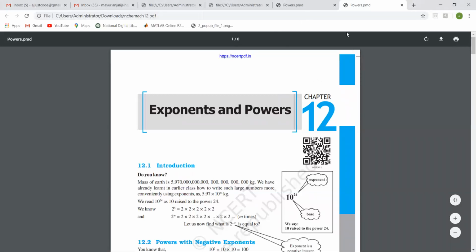So here you came to know that for large numbers and for very small numbers, we use exponents and powers. For example, you can see here that the mass of earth is 5970 and so many zeros are written, in kg. So you know that this is a very huge value.